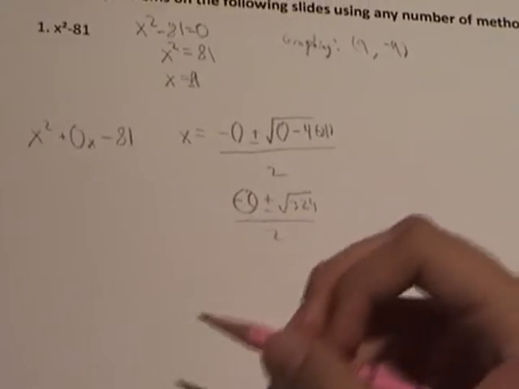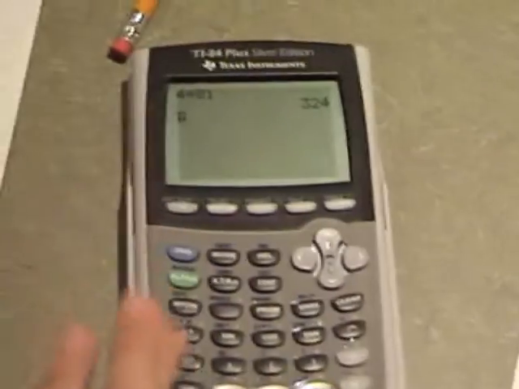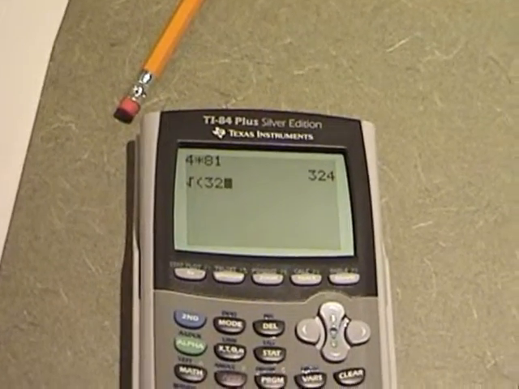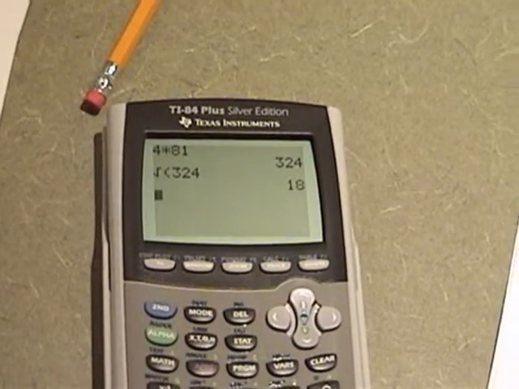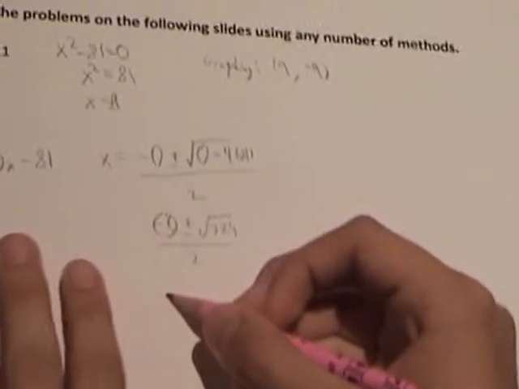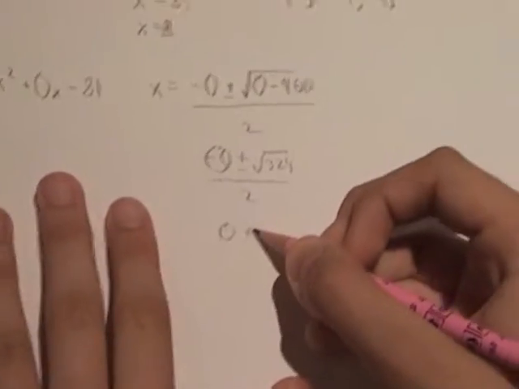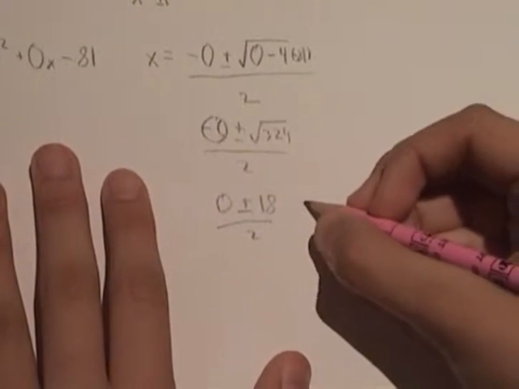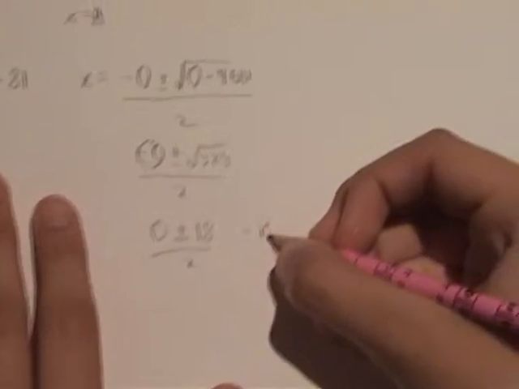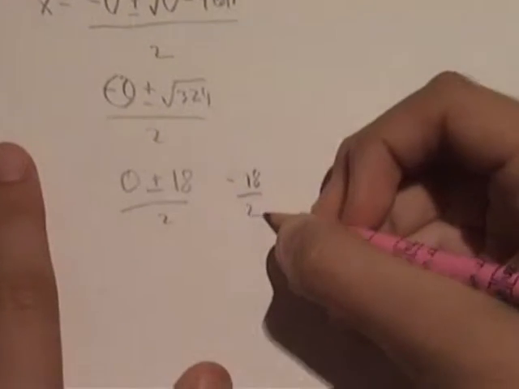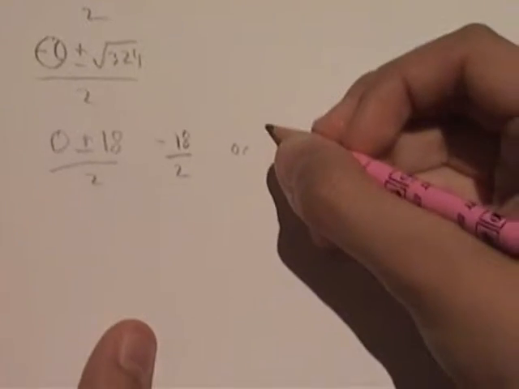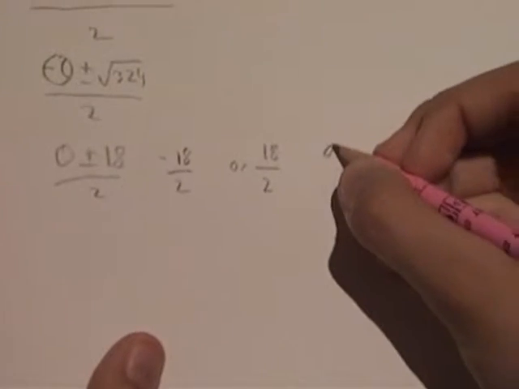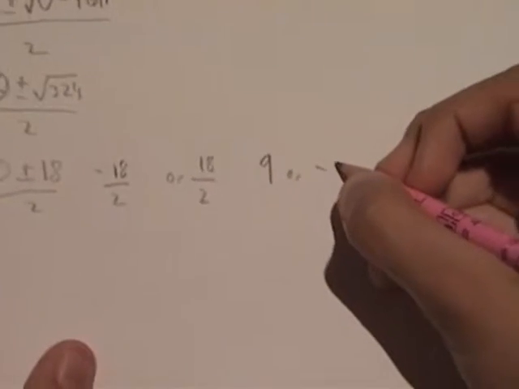Now, let's see what the square root of 324 is. It's 18. So 0 plus or minus 18 over 2. So it's either negative 18 over 2 or 18 over 2. In other words, 9 or negative 9.